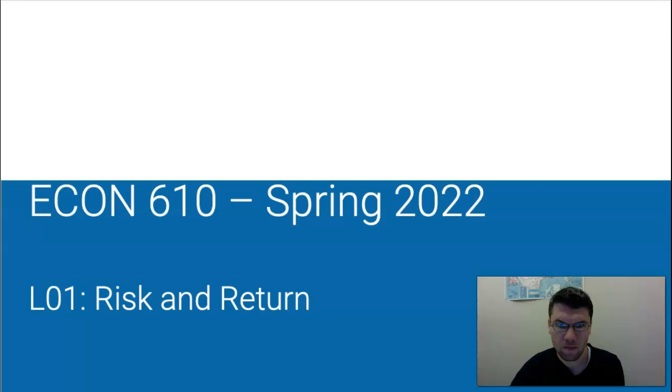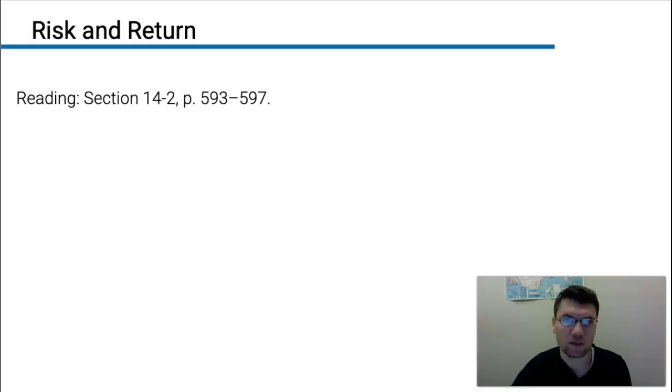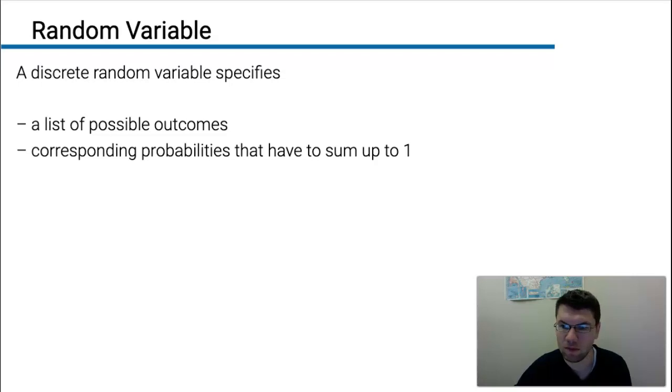Hello. In this video, I'm going to talk about risk and return, the two concepts that are discussed in section 14.2 on pages 593 to 597. First of all, we need to introduce one concept, which is called a discrete random variable.